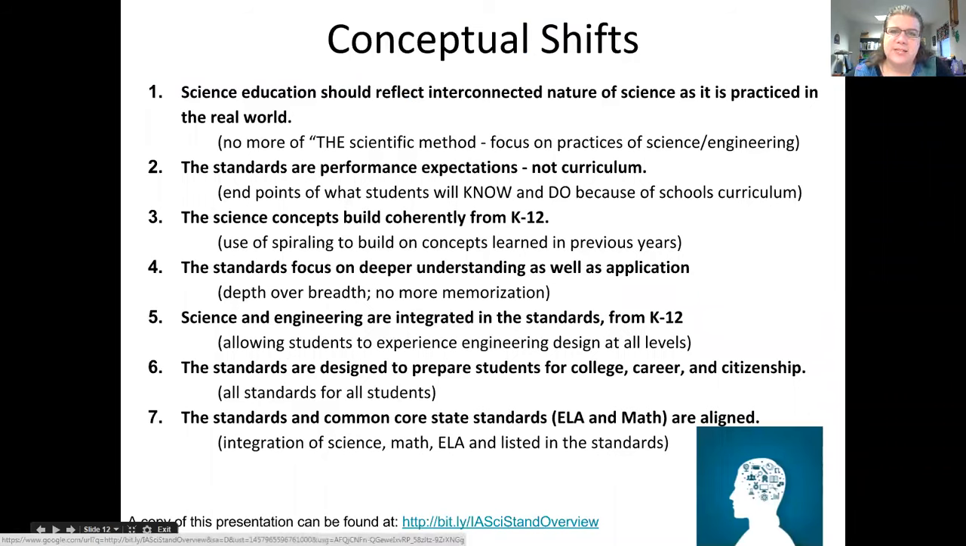There are 7 conceptual shifts as we transition from our Iowa core to our Iowa Science Standards. Some of these are more difficult, maybe, for us to accept than others. The first one, science education, should reflect the interconnected nature of science as is practiced in the real world. What that means is that we will have no longer a focus on the scientific method. For me personally, that was a hard one. As I taught, I loved teaching the scientific method. It was very organized. It was very orderly. I would ask the students to essentially memorize the scientific method in order. However, that's not the way science is conducted in the real world.